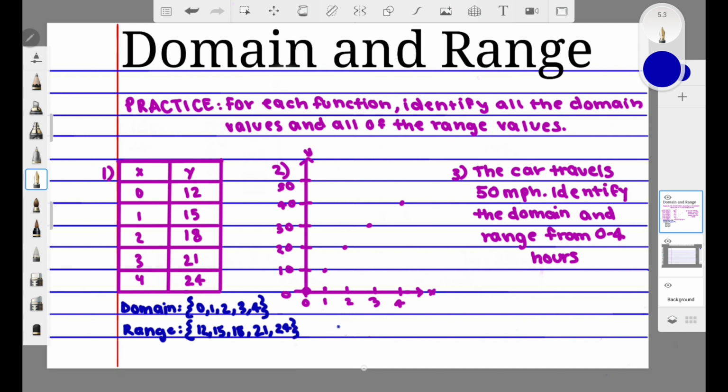Now for set number 2, our domain is just going to be all of the values on the x-axis. So 0, 1, 2, 3, and 4 again. And our range will actually not be all of the values on this axis, because our data doesn't go all the way up to 50. It goes to 40. So it's going to be from 0 to 40.